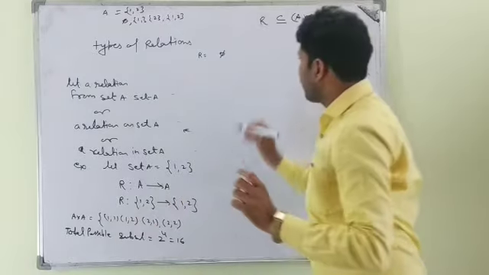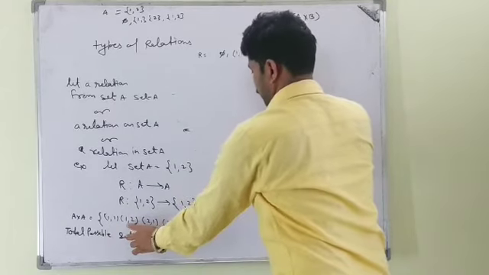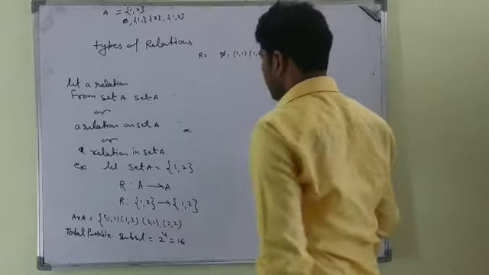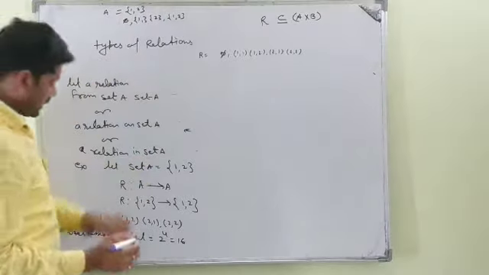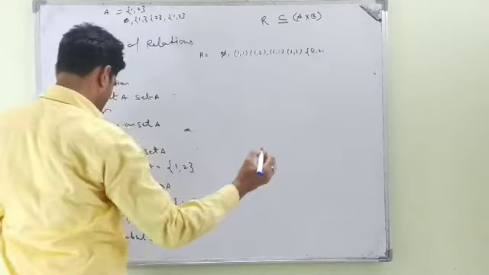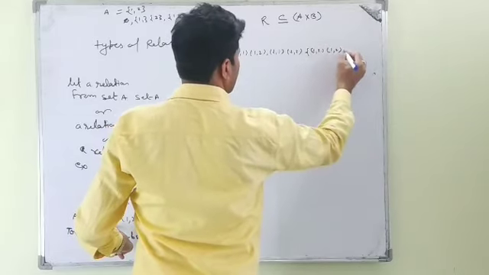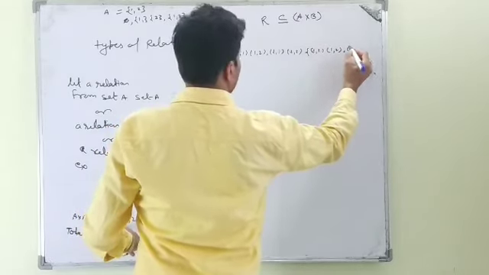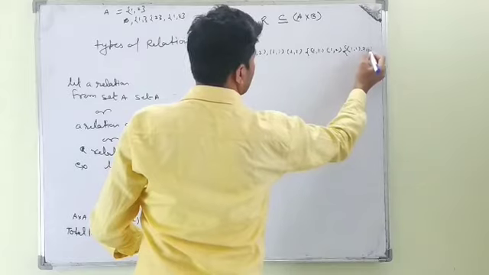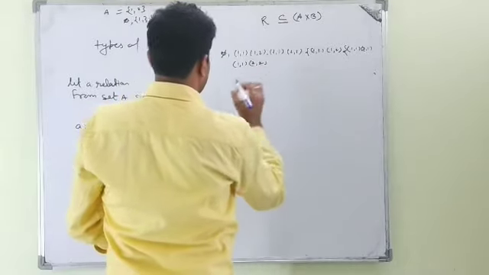You will write phi, and separately (1,1), (1,2), (2,1), (2,2). And combined means pair by pair: (1,2), (1,1), (1,2), (1,1), (2,1), (1,1), (2,2).